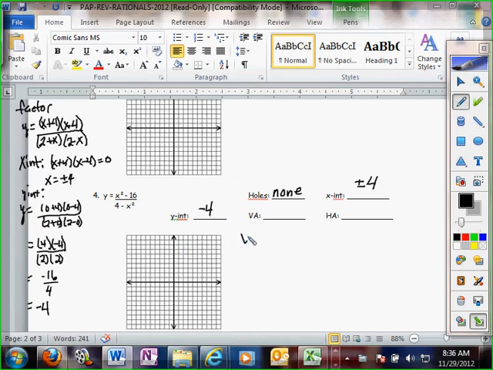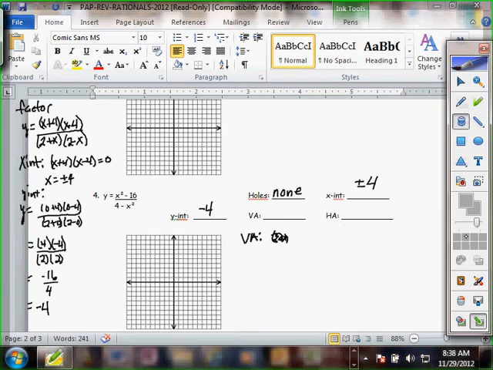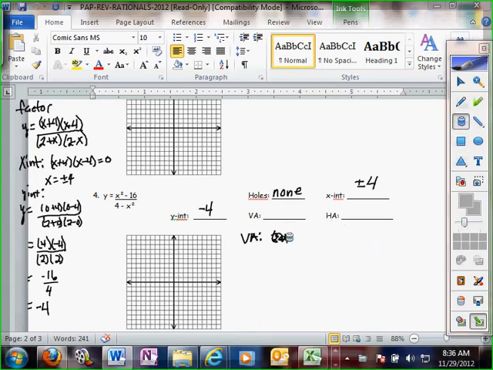Vertical asymptote. Set the denominator equal to 0. So I have 2 plus x equals 0, and 2 minus x equals 0.